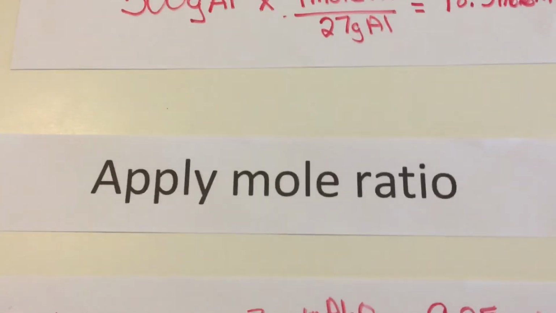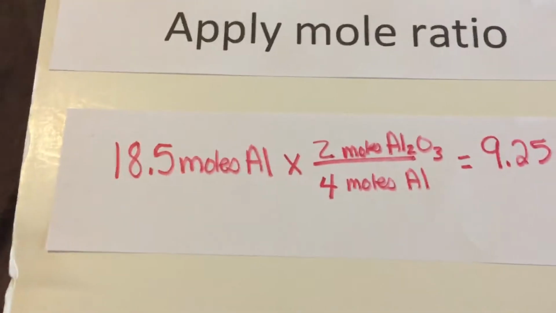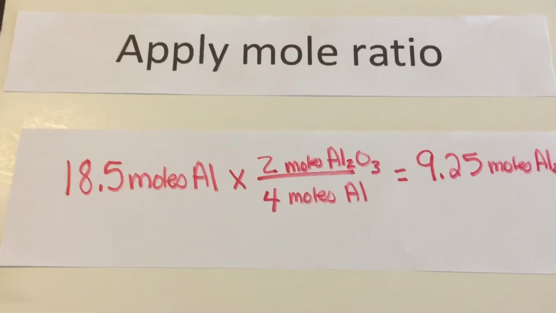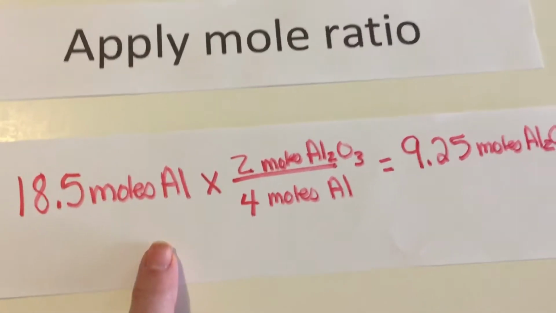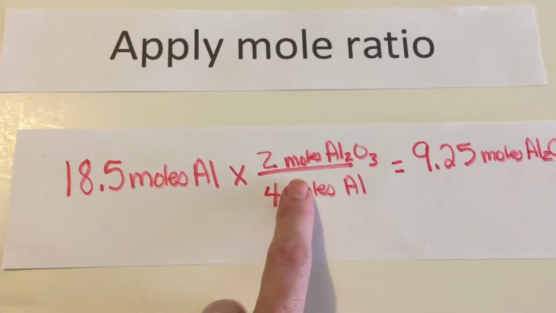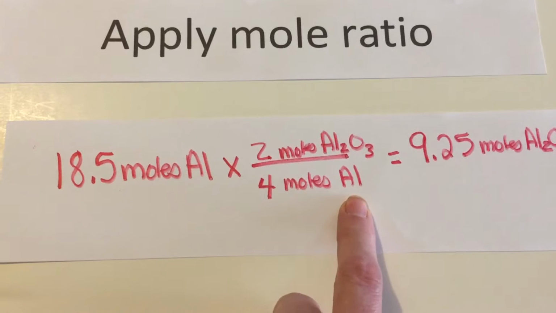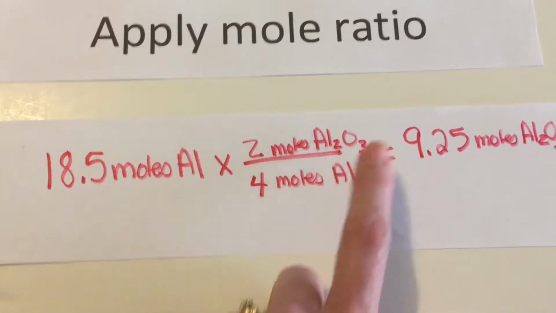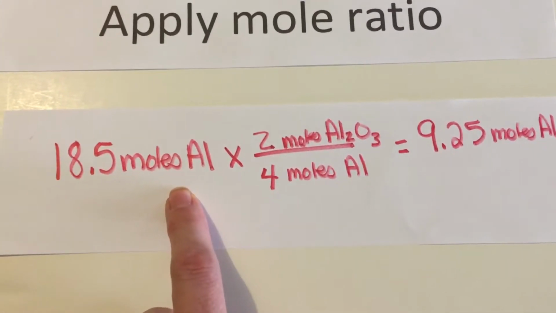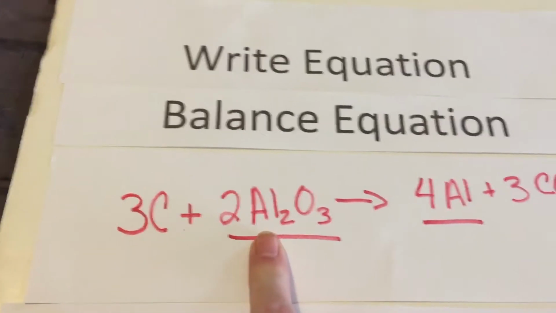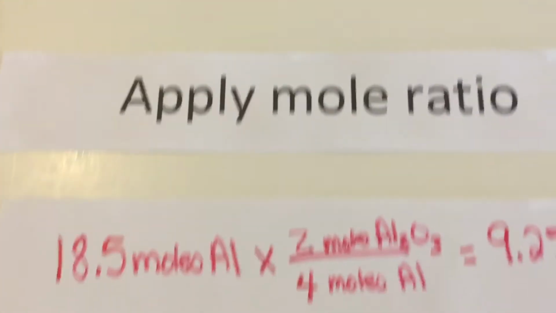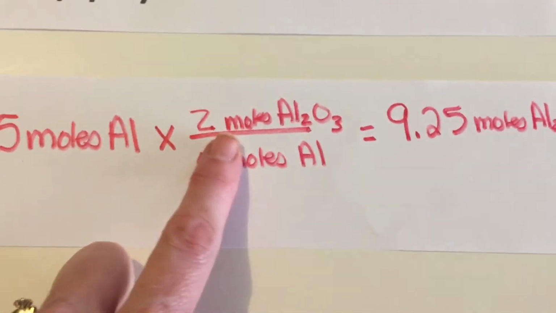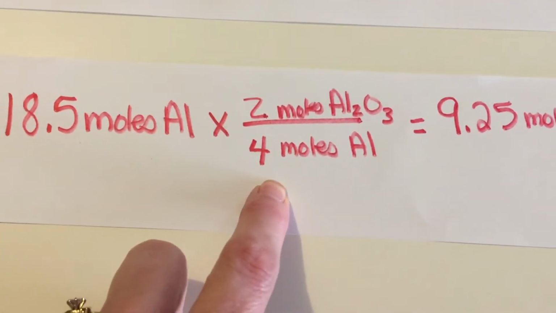Okay, so we're going to try and find out how much aluminum oxide he needs. So we apply the mole ratio, which we didn't discuss this time, but it's 18.5 moles. That's how many we have. And we put moles of aluminum on the bottom, moles of aluminum oxide on top, so the moles of aluminum cancel. So according to our equation, we have 2 moles of aluminum oxide for every 4 moles of aluminum. So we have 2 moles of aluminum oxide and 4 moles of aluminum.